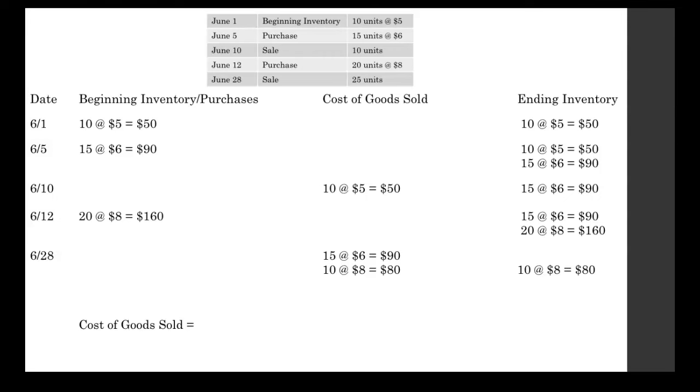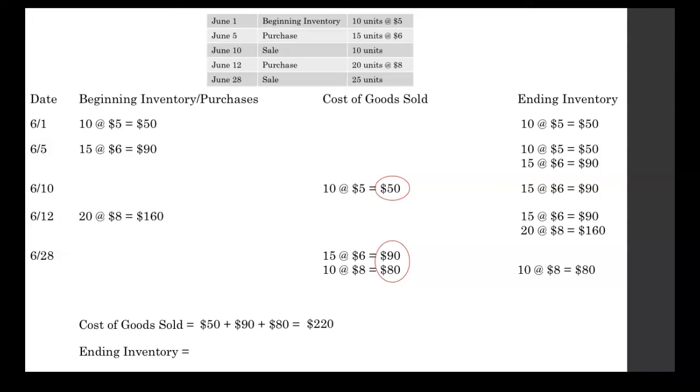So now we can calculate our cost of goods sold. So we are just looking at our cost of goods sold column right now. And we see that we made sales worth $50, $90, and $80. So we get those numbers from there. Our cost of goods sold is just adding up those three numbers. And when you do that, you get $220. So our cost of goods sold in this problem is $220.